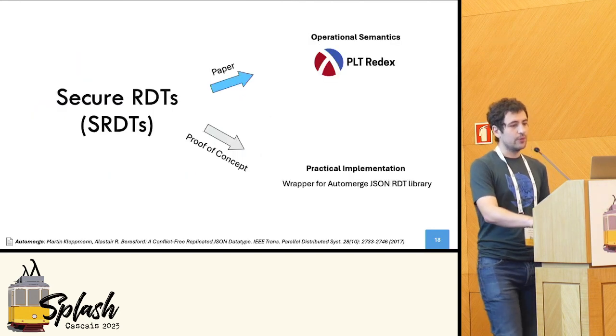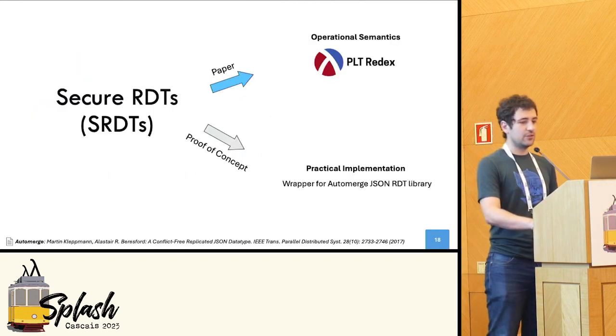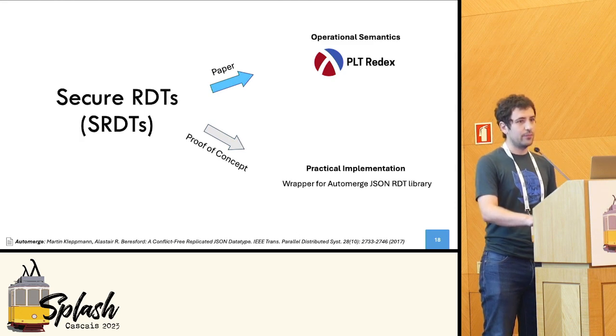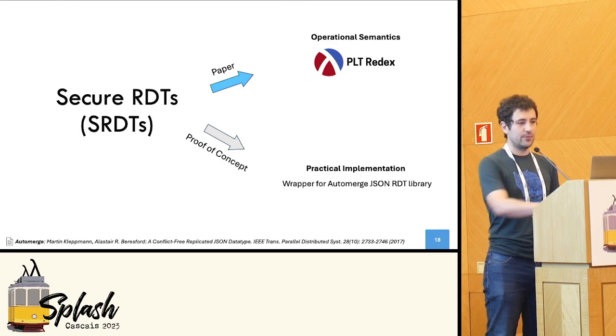So our proposal to solve these issues is called Secure RDTs, or SRDTs for short, and in the paper we specify them as an operational semantics engineered in PLT Redux, but by now we also have a proof of concept implementation as a wrapper for the Automerge library.